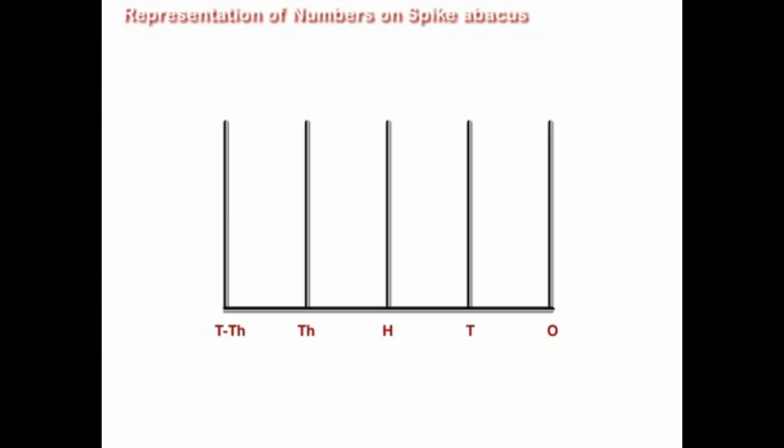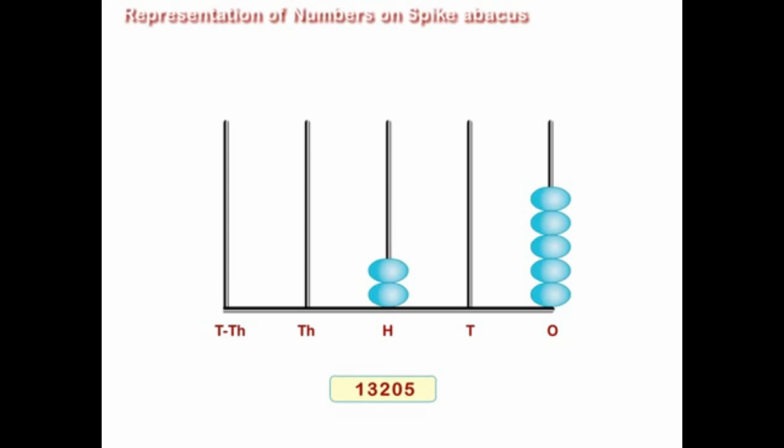We have learnt the representation of 4-digit numbers on a spike abacus. A 5-digit number 13205, or 13,205, can be represented on the spike abacus as shown here. 5 beads in the ones spike. No bead in the tens spike. 2 beads in the hundreds spike. 3 beads in the thousands spike. And 1 bead in the 10,000s spike.